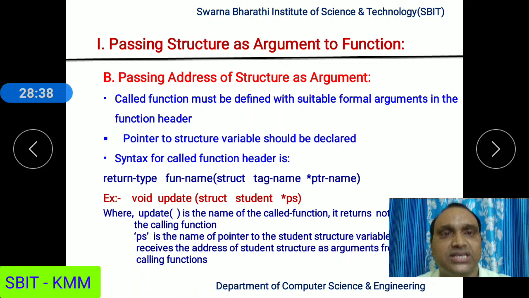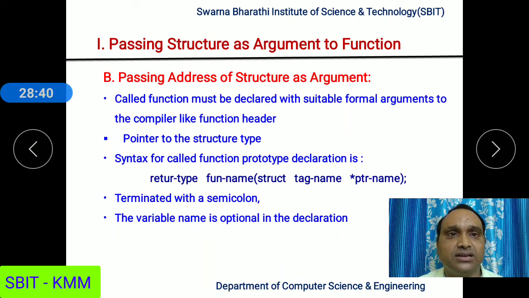Now, how to declare the function? The called function declaration, the prototype declaration. We know the prototype declaration is very similar to the function header, except that it is terminated with a semicolon. The called function must be declared with suitable formal arguments to the compiler, like the function header. So what formal arguments do we have to use here? A pointer to the structure type. Whatever is discussed in the function header, the same thing we have to use here.